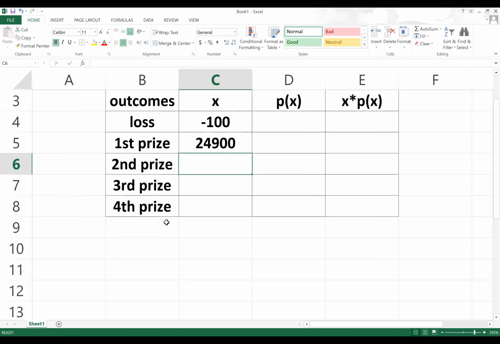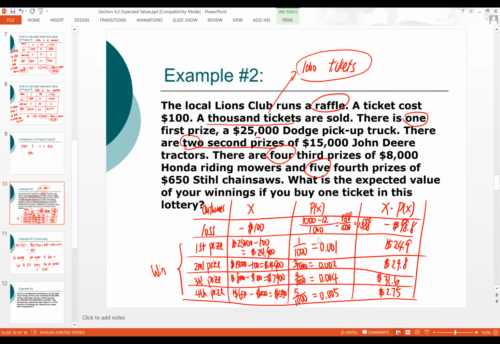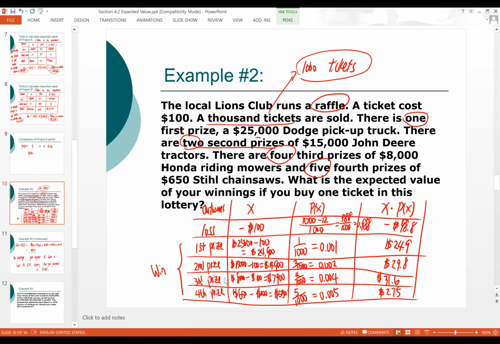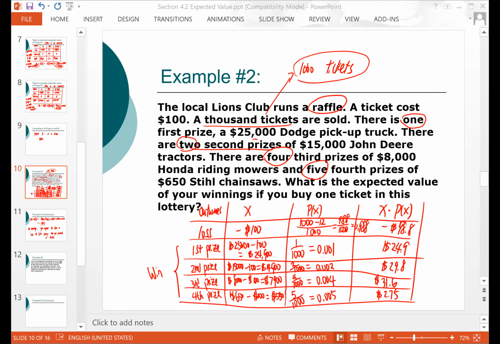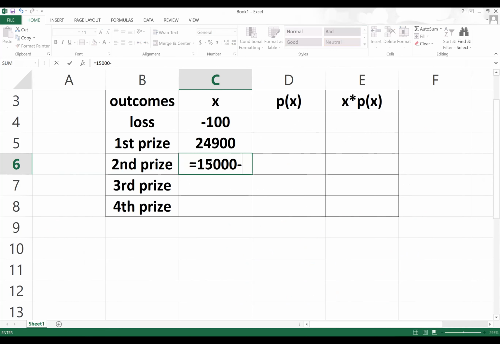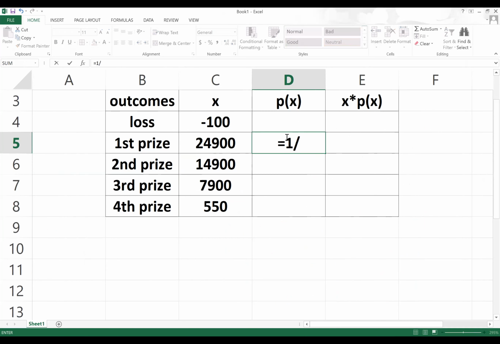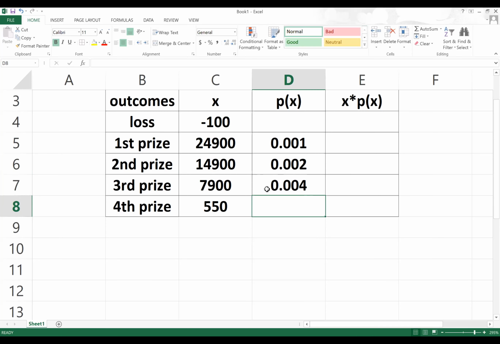Okay, we get that. And then the third prize, double check the third prize. Third prize is 24,900. So second prize will be 15,000 minus 100, 8,000 minus 100, and 650 minus 100. Okay, so now start with first prize, which is 1/1000. Second prize 2/1000. Then it's 4/1000. And last one is 5/1000.